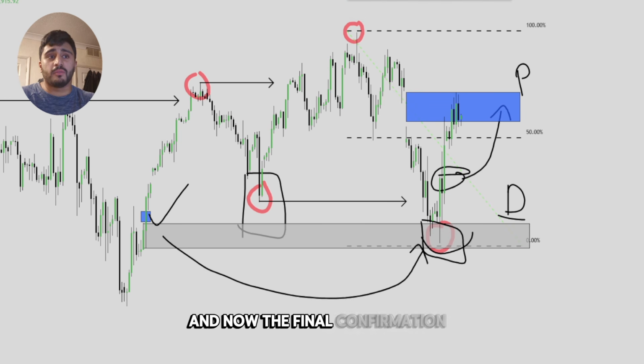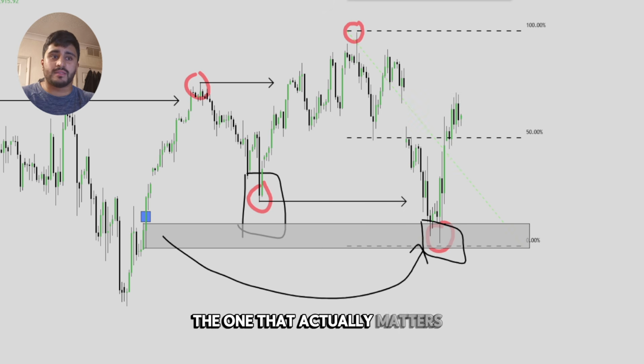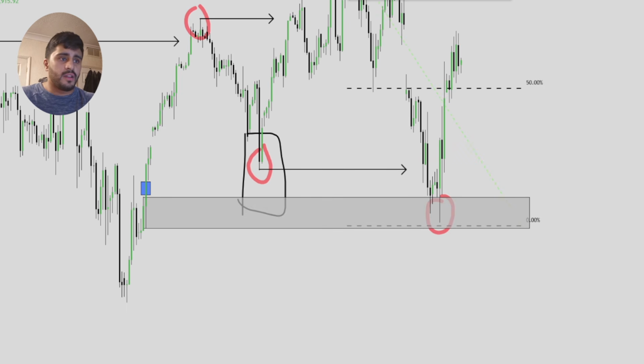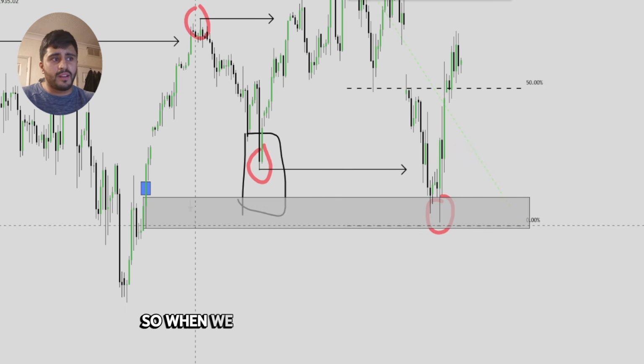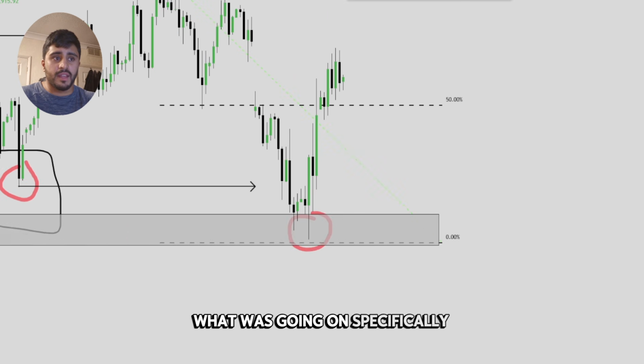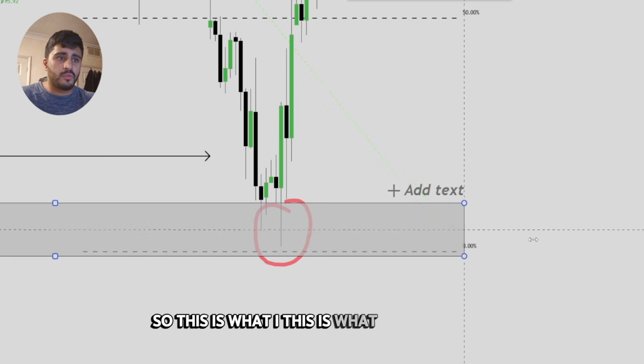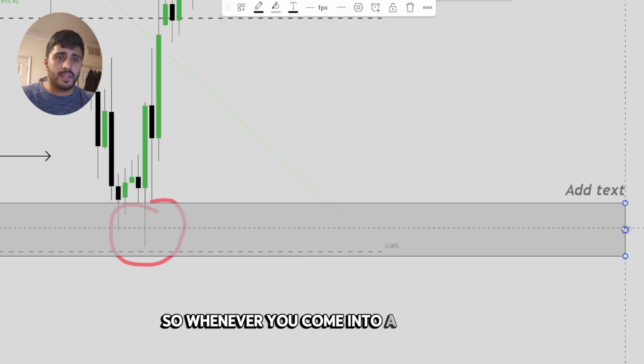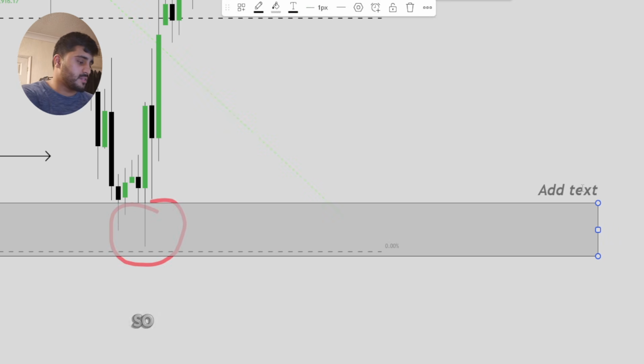And now the final confirmation, right? The one that actually matters, the one that most people miss. Let's break this one down. So when we come into a 4-hour key level, right? What was going on specifically here? So this is what I want to introduce. So whenever you come into a key level, right? So let's label this here. So this is a key level.